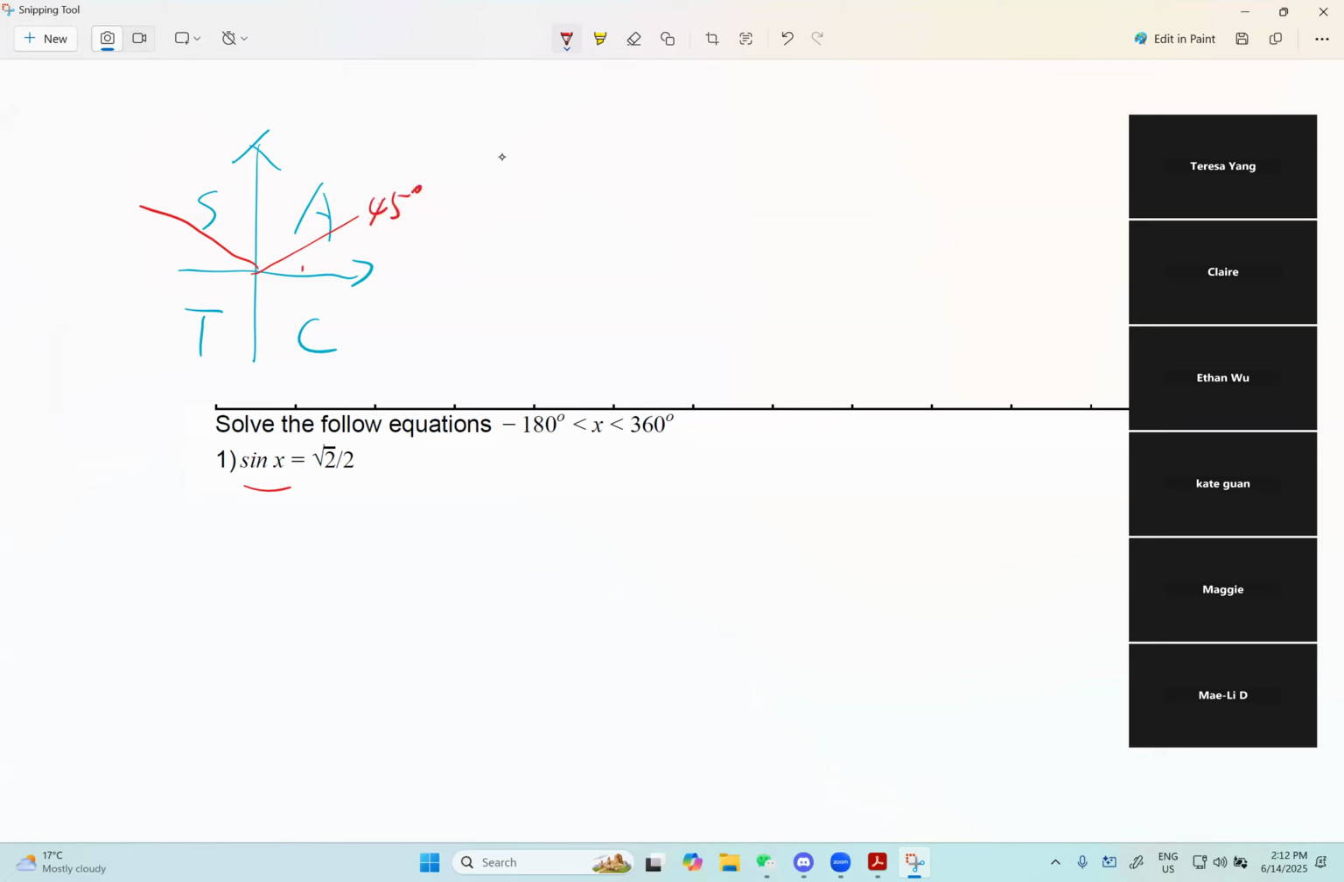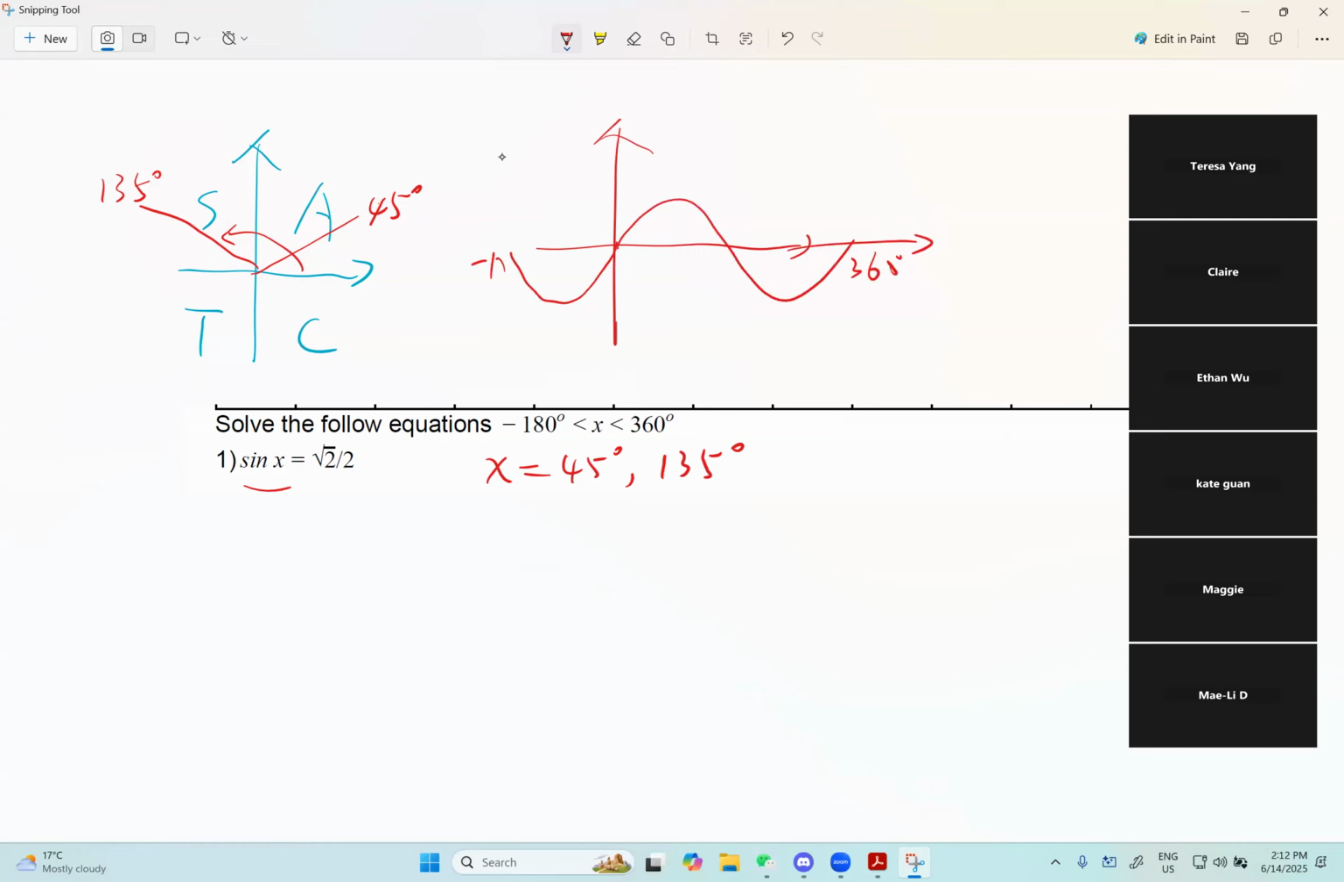So here, 45. How about this angle? 135. Okay. That's the first way. The second way, we can sketch sine graph. This is 360. Here, negative 180. 180. If sine equals positive value, you have here and here.